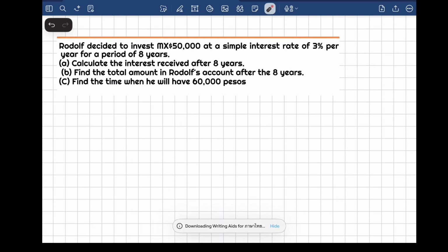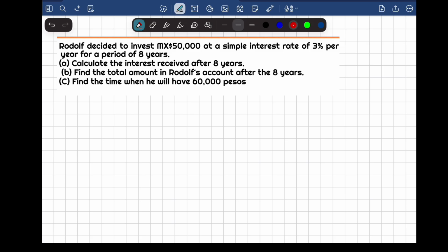We have this example. Rodolph decides to invest 50,000 pesos at a simple interest rate of 3% per year for a period of 8 years. A, calculate the interest received after 8 years. B, find the total amount in Rodolph's account after 8 years. And C, find the time when he will have 60,000 pesos.